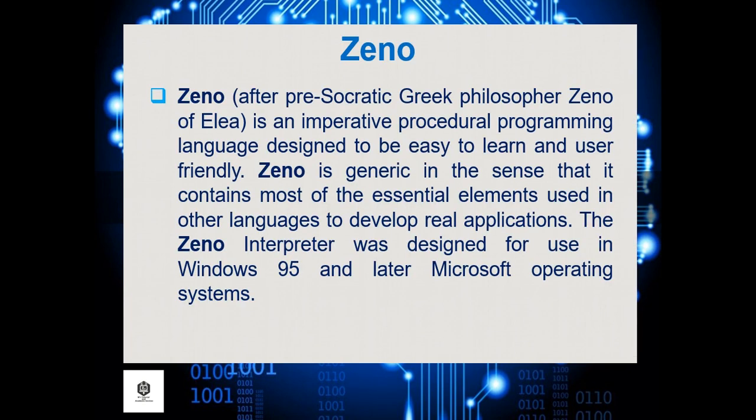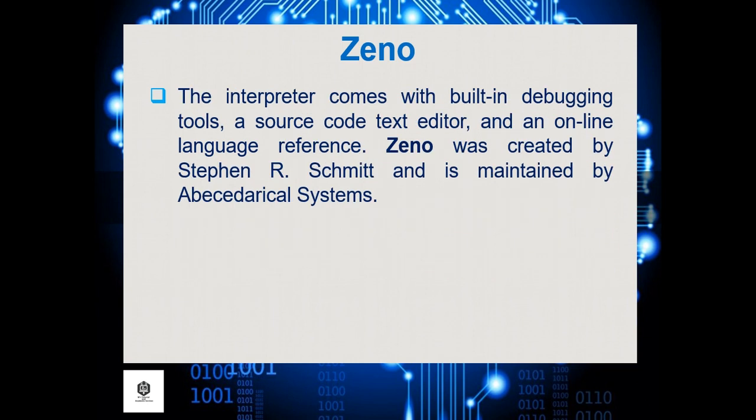Zeno. Zeno, after pre-Socratic Greek philosopher Zeno of Elea, is an imperative procedural programming language designed to be easy to learn and user-friendly. Zeno is generic in the sense that it contains most of the essential elements used in other languages to develop real applications. The Zeno interpreter was designed for use in Windows 95 and later Microsoft operating systems. The interpreter comes with built-in debugging tools, a source code text editor, and an online language reference.